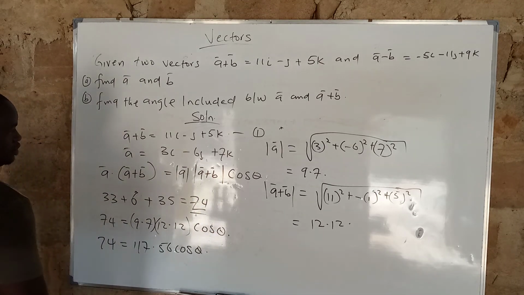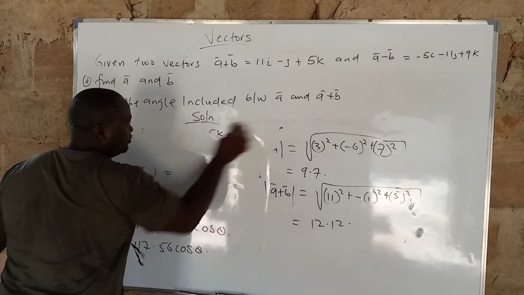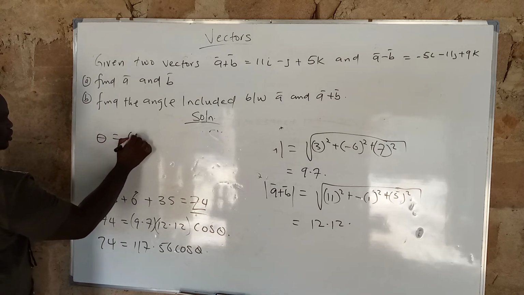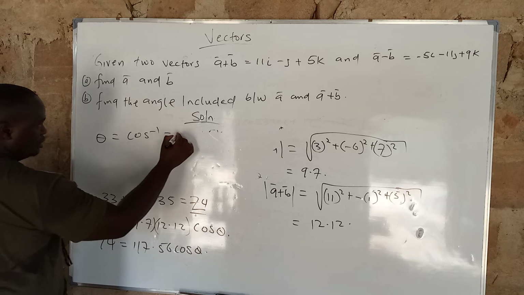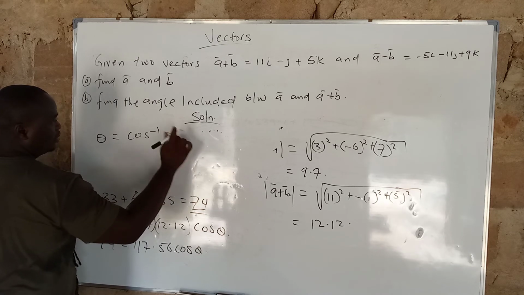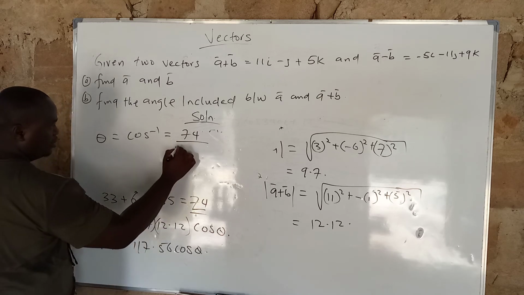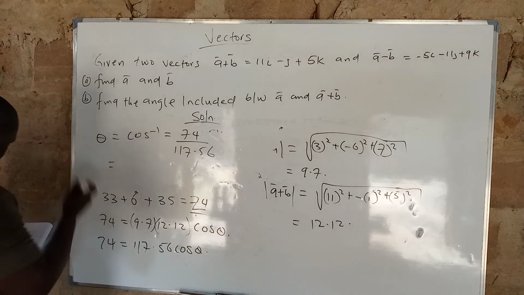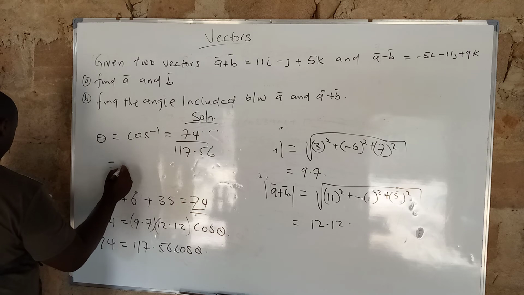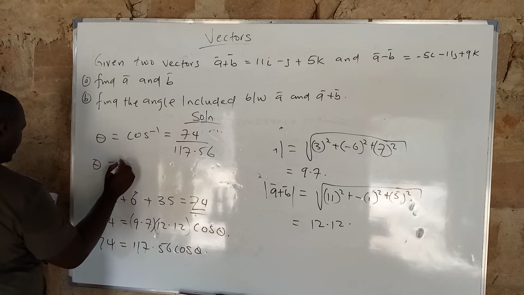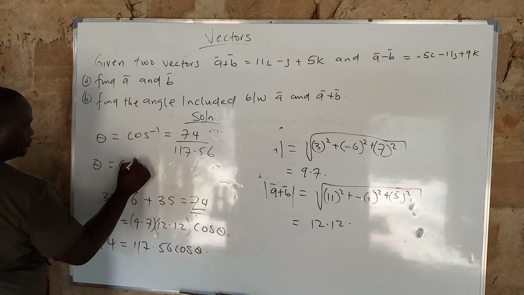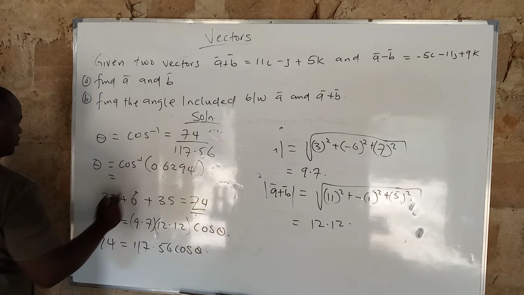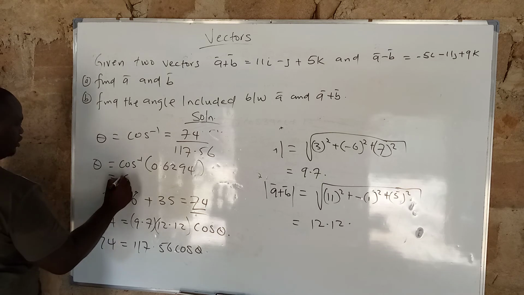Now, you want to make theta the subject of the formula, right? So from the above, making theta the subject of the formula, theta is equal to cos inverse of 74 divided by 117.56, and whatever answer it gives you is the angle between them. So theta is equal to the cos inverse of 0.6294, and the cos inverse of 0.6294 should give you 51 degrees.